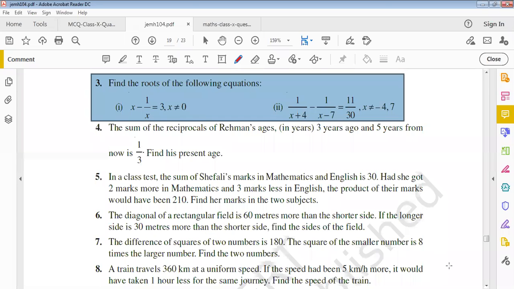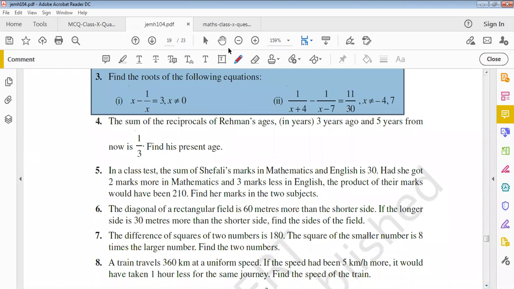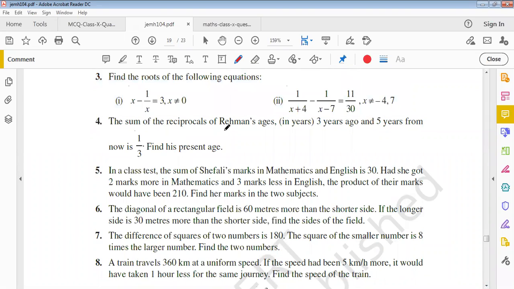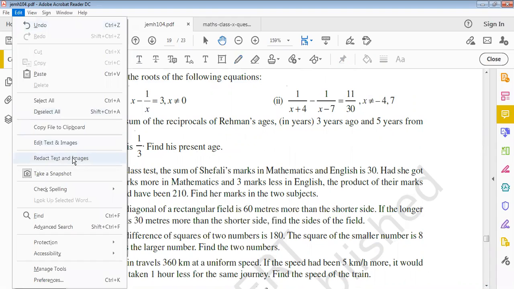Right. So next question. The sum of the reciprocals of Rahman's ages in years 3 years ago and 5 years from now is 1 by 3. Find his present age. So we have to take this question. Can you do it now? Yes, sir. Okay, please do it. Anyhow, I'm copying this question there. I'll help you.